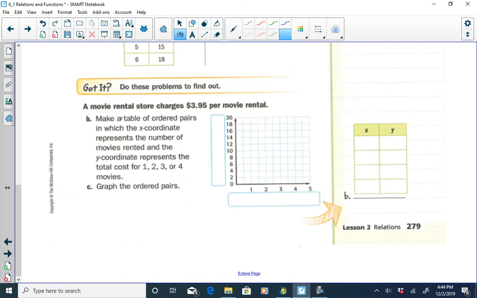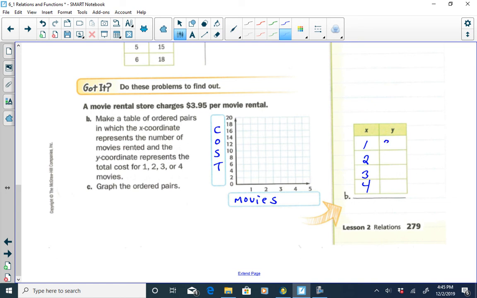All right. A movie rental store charges $3.95 per movie rental. Make a table of ordered pairs in which the x-coordinates represent the number of movies rented and the y-coordinate represents the total cost for 1, 2, 3, and 4 movies. So we want the total cost for 1, 2, 3, and 4 movies. Our inputs represent the number of movies, so the movies are going to go along our x-axis. Our outputs, the y values, represent the total cost. Input movies, output costs. Here are our domain values, here are our range values.